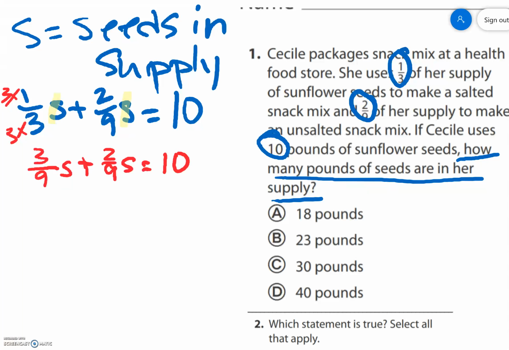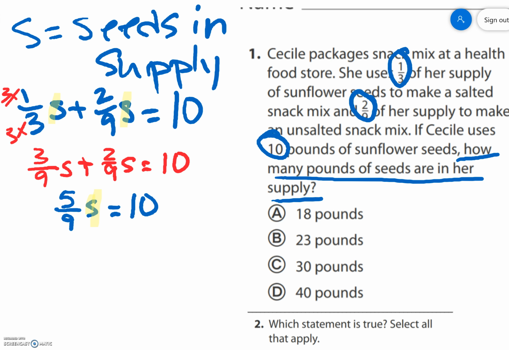Now I have common denominators, so I can combine them. 3/9 plus 2/9 is 5/9 S equals 10. Still trying to solve for S, so I want to get rid of that 5/9. Well, 5/9 is being multiplied, so I want to divide by a fraction. But I'm not sure how to do that.